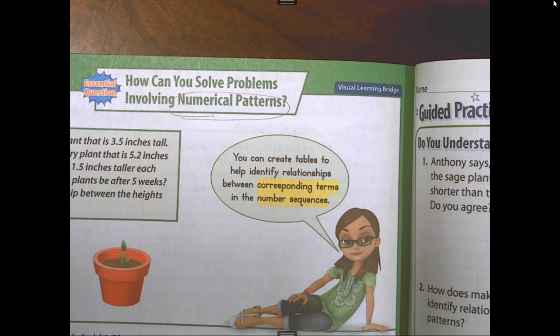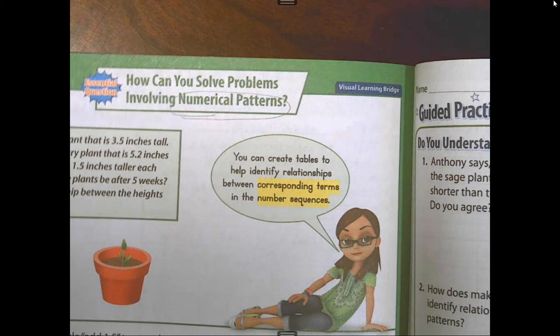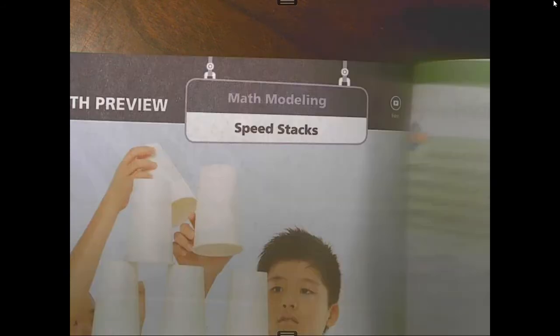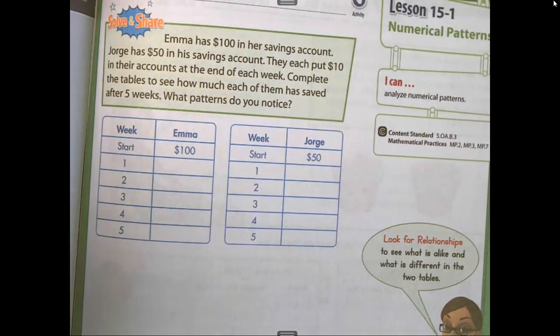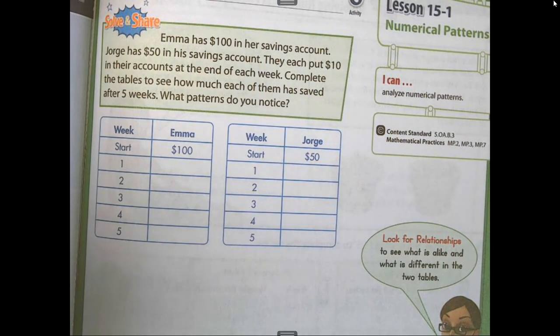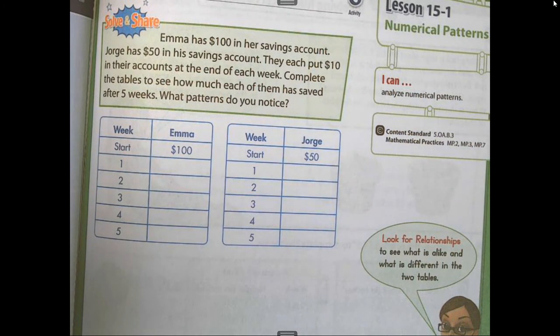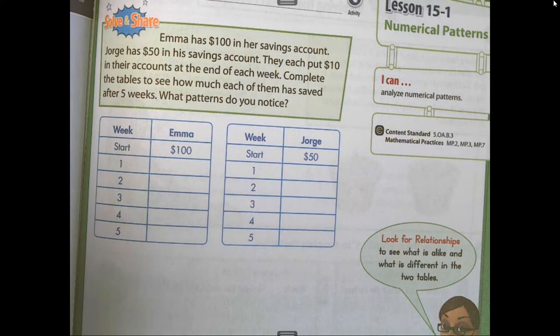So I'm actually going to use the example on page 593 to teach the lesson today. All right, so we have a scenario where Emma has $100 in her savings account. George, or it could be pronounced Jorge, has $50 in his savings account. They each put $10 in their accounts at the end of each week. Complete the tables to see how much money each of them has saved after 5 weeks. What patterns do you notice?